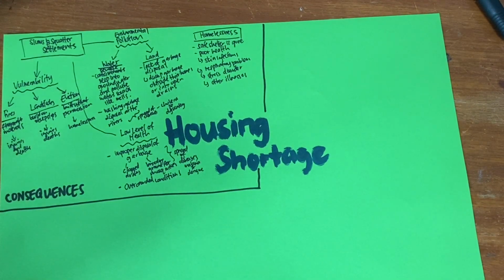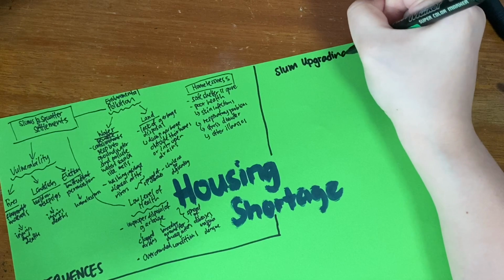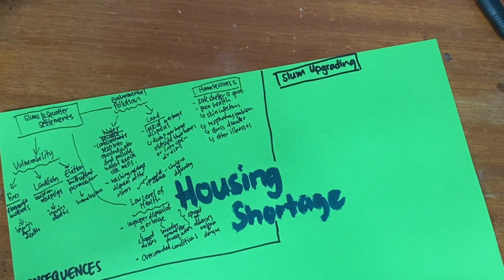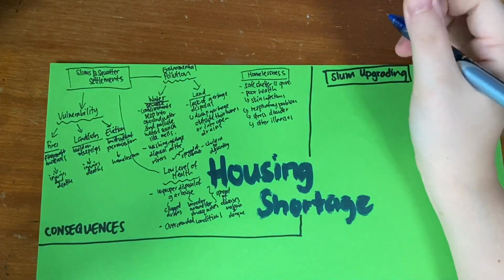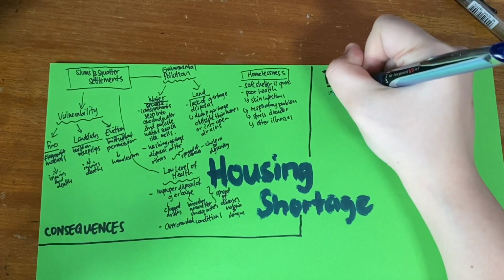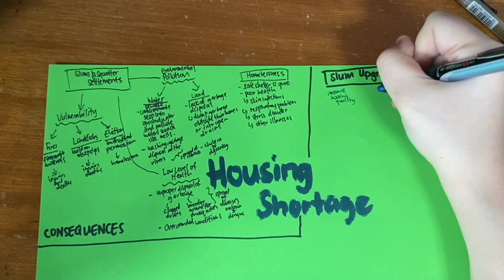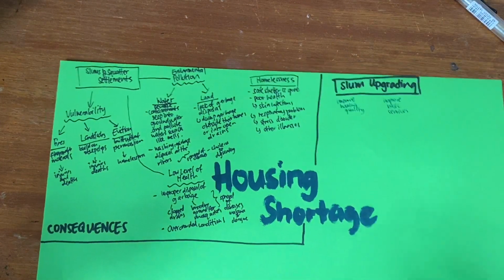We are currently at the last part of housing shortage, which is the strategies. Upgrading. Slum upgrading. I have to take a pause because it's a bit noisy. For slum upgrading, the main thing that they want to do is improve housing quality as well as improve basic services. These are the two things that they want to improve.